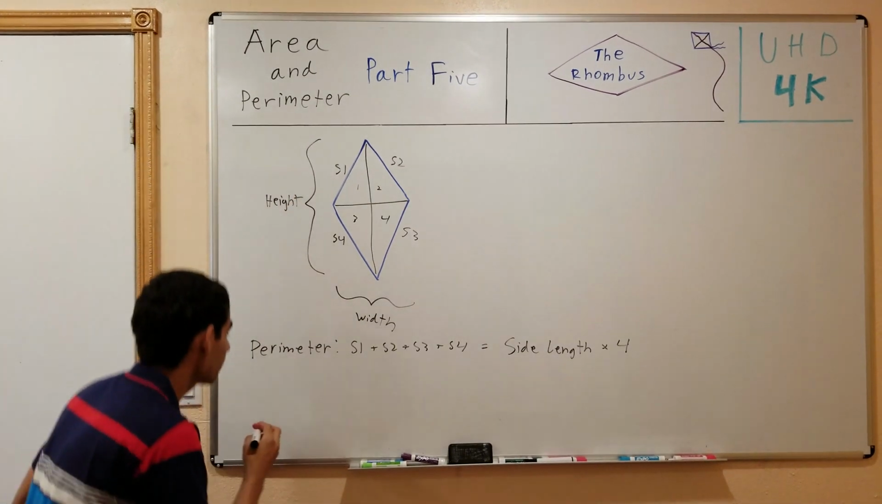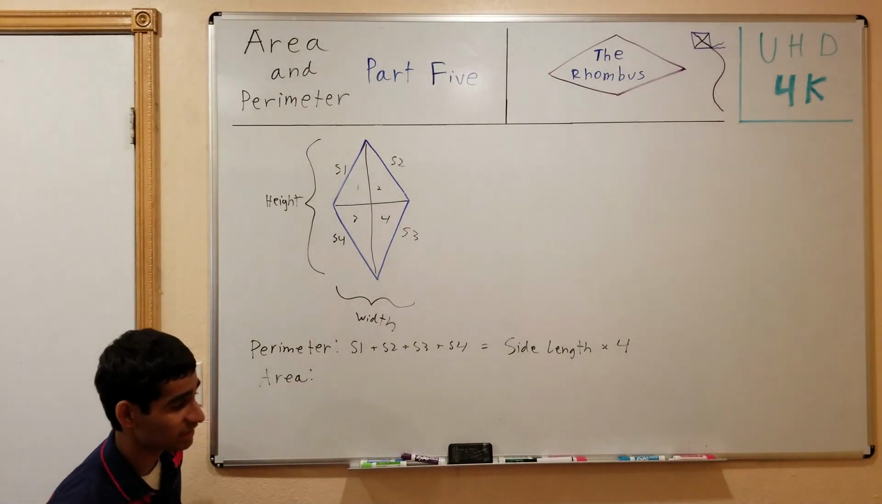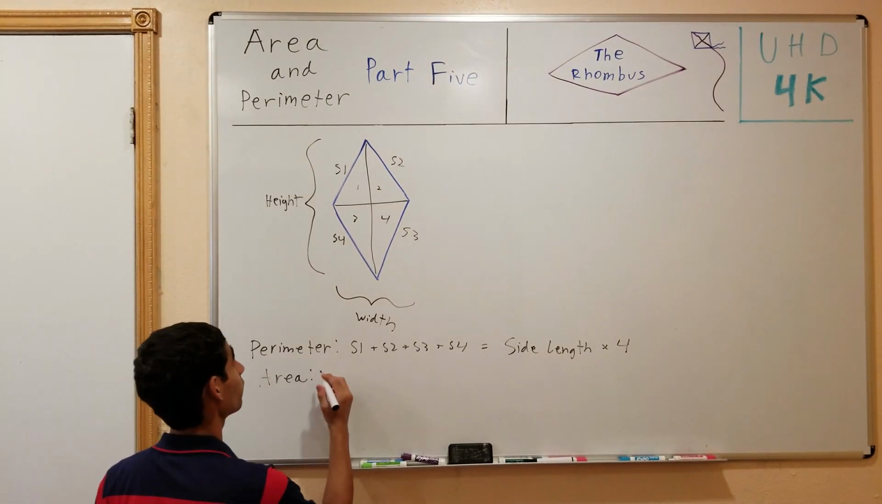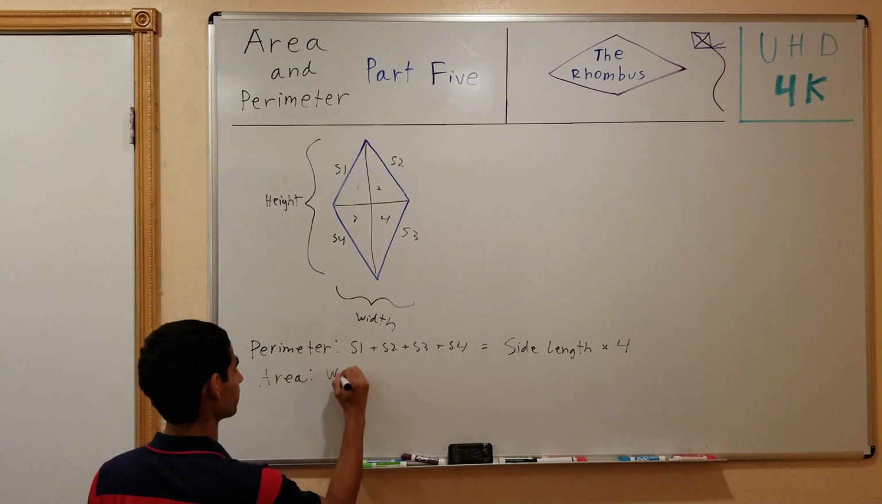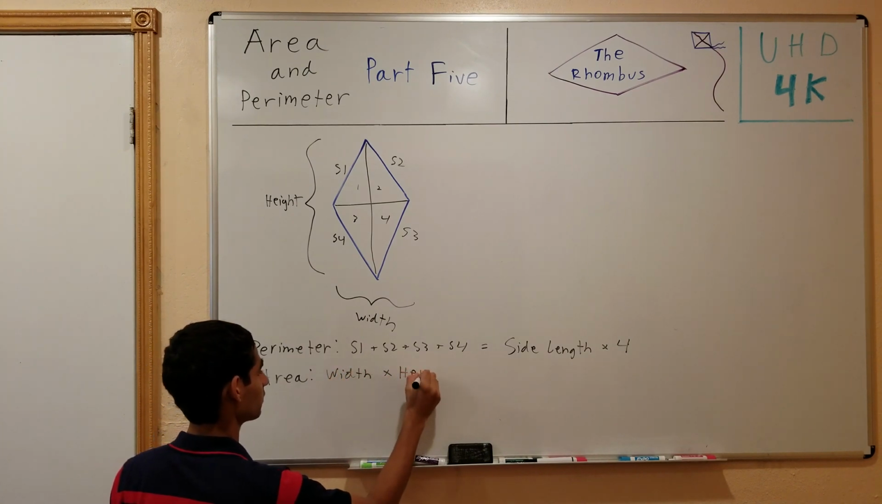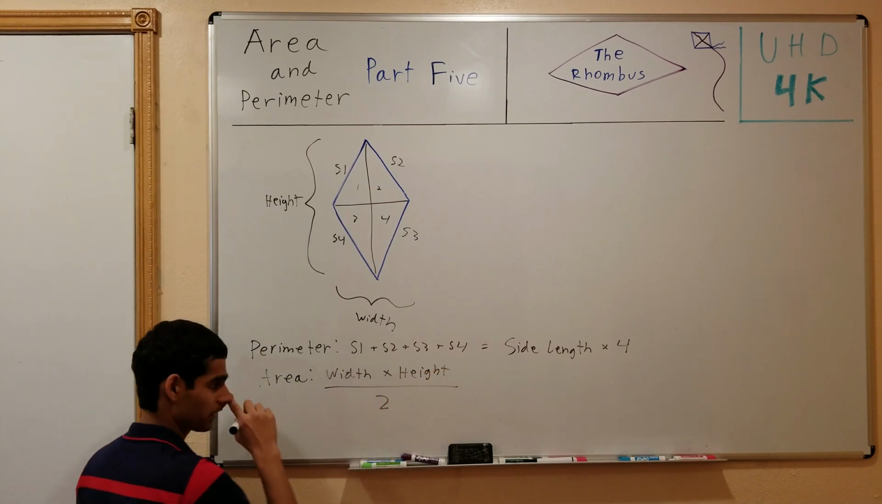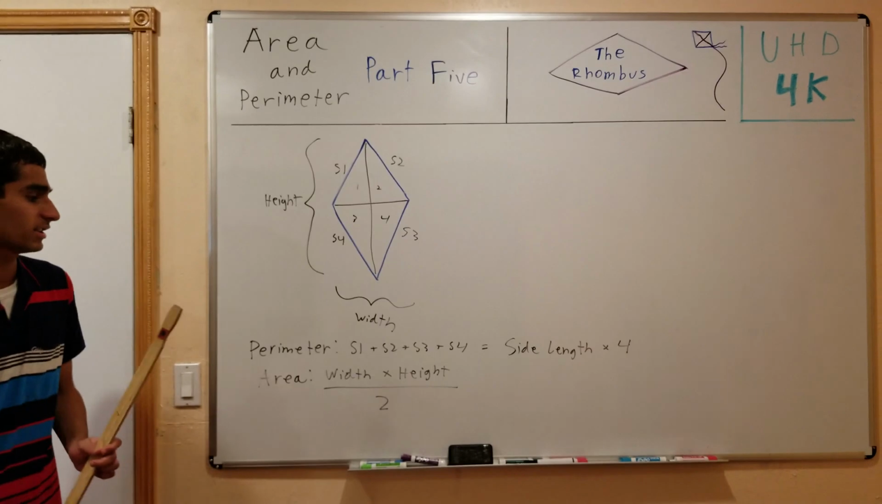So to find the area of a rhombus, I'll explain to you why this is, but I'll just write down the formula. It's going to be the width times the height divided by 2. So it's half times the width times the height.